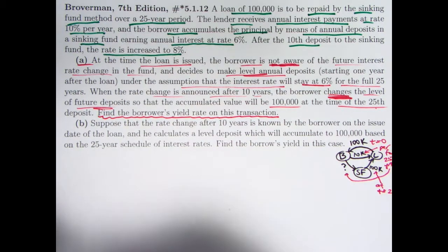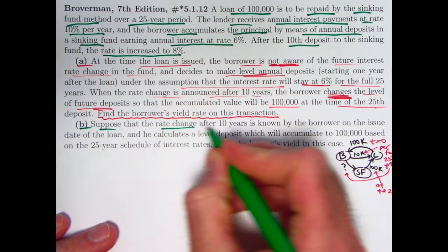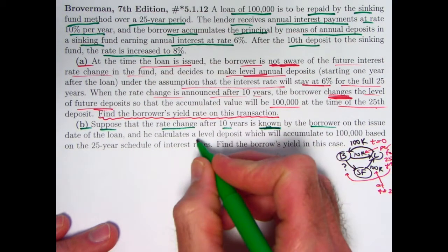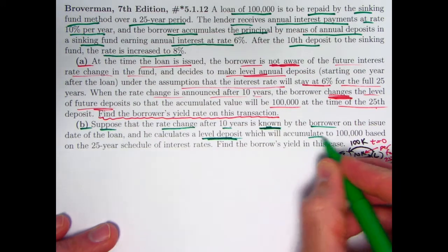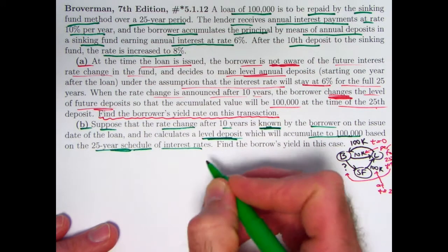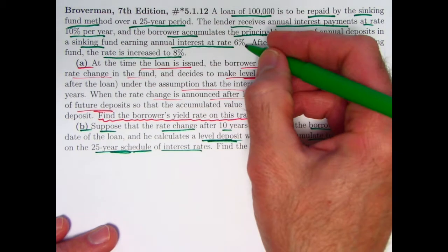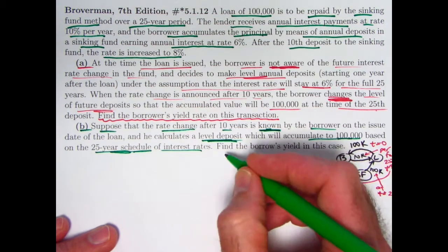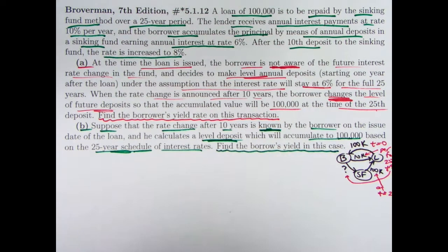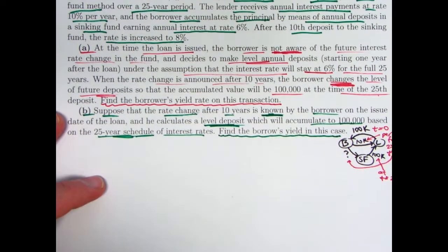All right, part B, we're supposing that the rate change after 10 years is known by the borrower on the issue date of the loan, and calculates a level deposit which is going to accumulate to $100,000 based on this knowledge, based on the 25-year schedule of interest rates, based on knowing it's 6% for the first 10 years and 8% for the last 15 years. We're still going to find the borrower's yield in this case, which again is still useful information for the borrower. After I solve these things with calculator help, I am also going to emphasize one more thing at the end, and we'll come to that later.